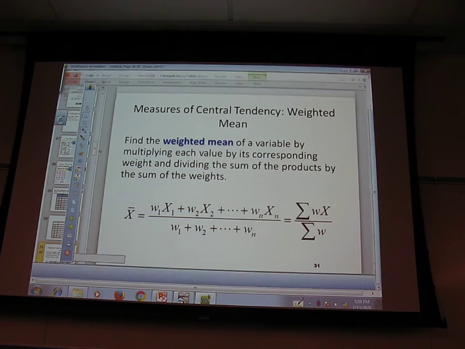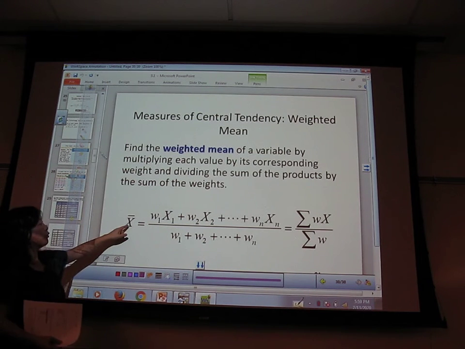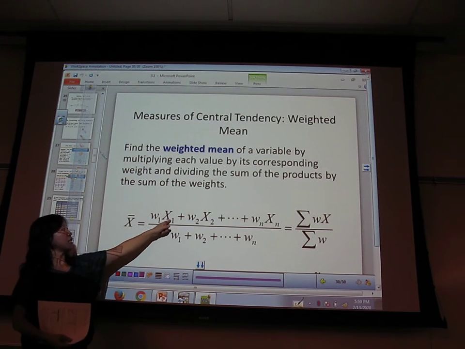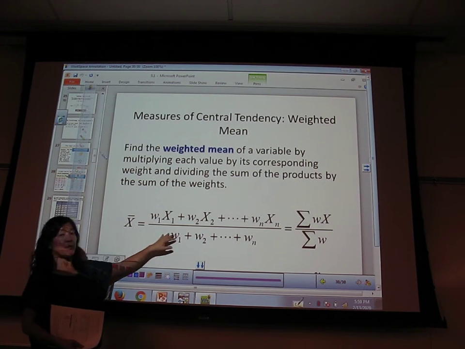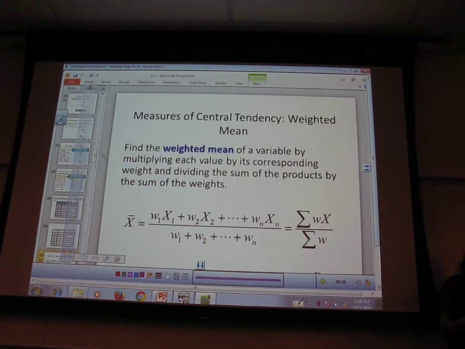So, weighted mean on the next page. Edgar, let's volunteer to go and read. Find the weighted mean of a variable by multiplying each value by its corresponding weight and dividing the sum of the products by the sum of the weights. Right, so here it is. Again, your x bar, you multiply every x value by its weight, and divide by the sum of the weights. The weights are the frequencies, so the frequency and weight are the same thing.